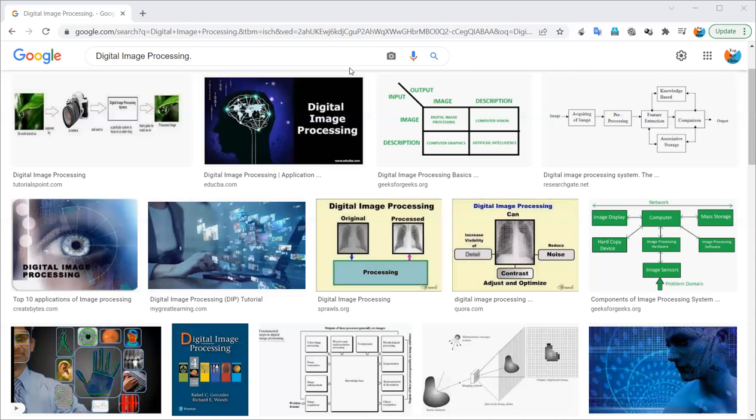So now you must have understood the difference, that deep learning is going to take care of everything on its own, but in digital image processing you need to manually, as an individual, tell the computer what to do. Okay, but is deep learning a better choice than digital image processing?